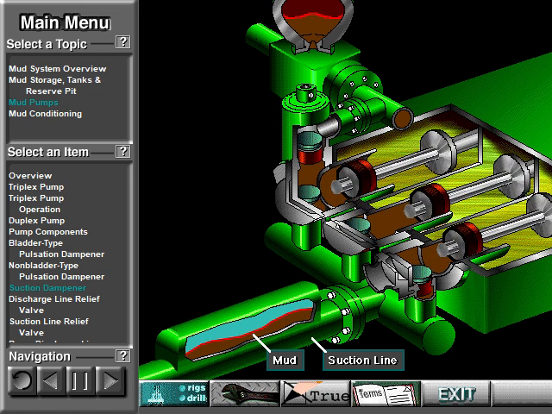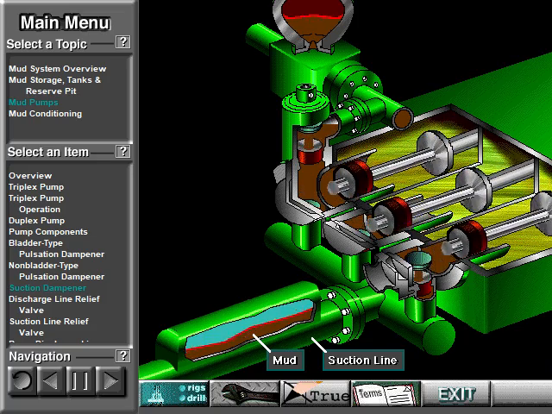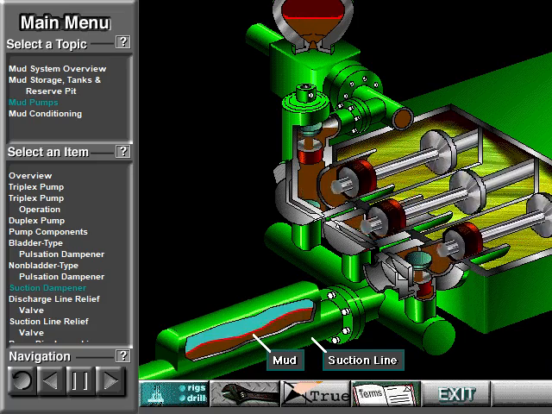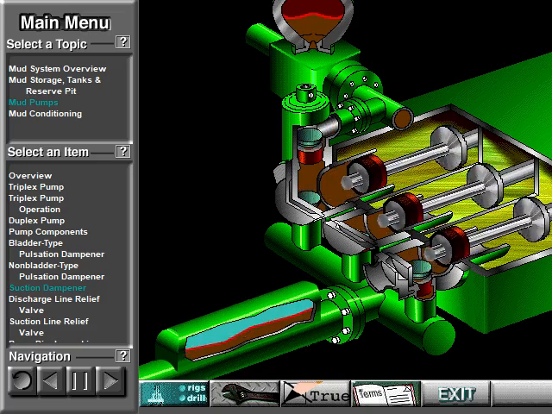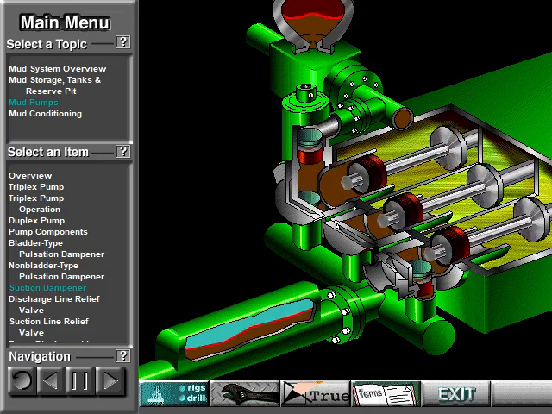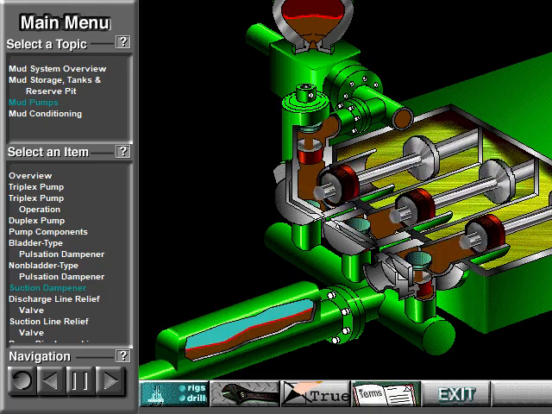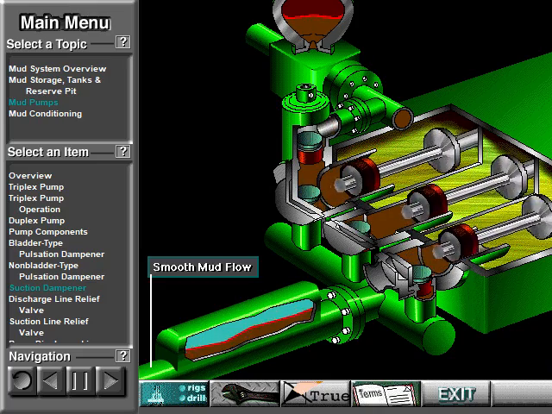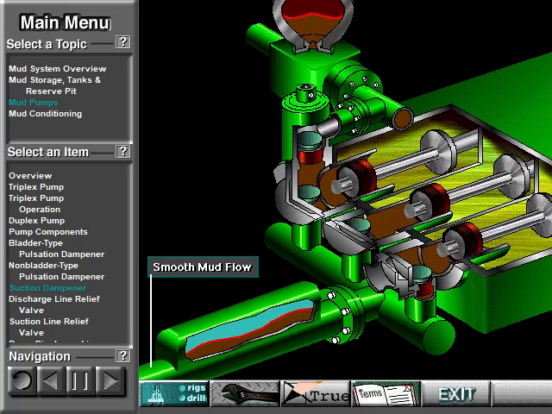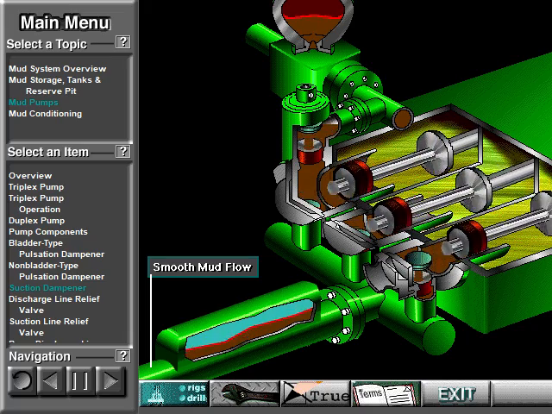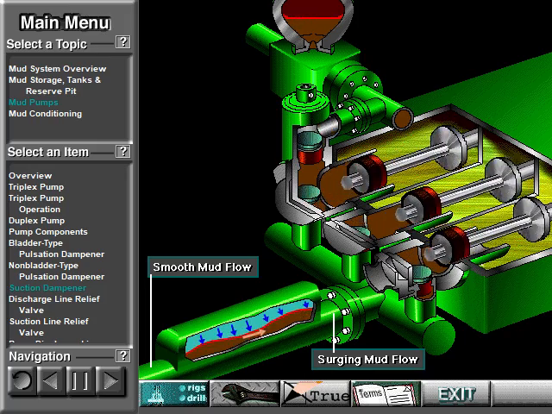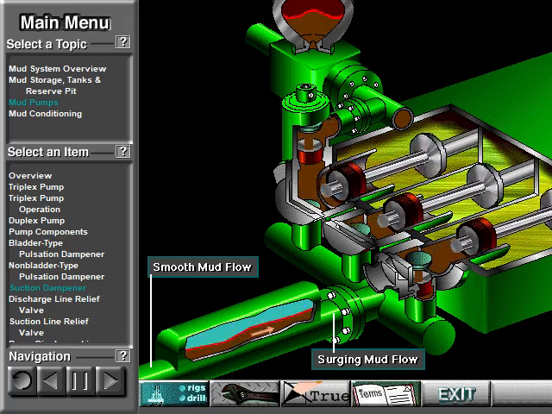The suction dampener absorbs surges in the mud pump suction line caused by the fast-moving pump pistons. The pistons constantly start and stop the mud's flow through the pump. At the other end of the suction line, a charging pump sends a smooth flow of mud to the pump's intake. When the smooth flow meets the surging flow, the impact is absorbed by the dampener.